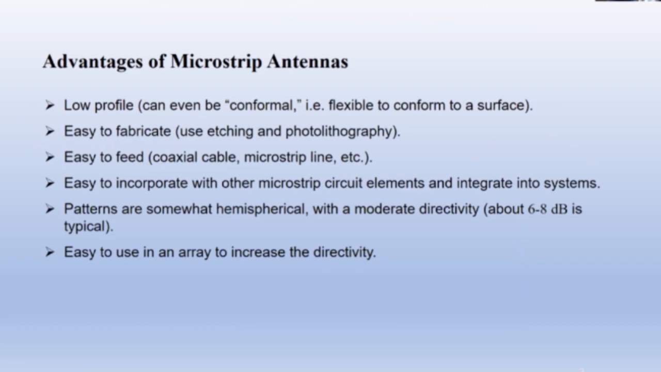Now, why are we using microstrip antennas? Because of its very beautiful features. It is very low profile, and it can even be conformal and flexible to conform to a surface. It is easy to fabricate using etching and photolithography techniques. Easy to feed, with coaxial feed or microstrip line feed. Easy to incorporate with other microstrip circuit elements and integrate into systems. Patterns are somewhat hemispherical, with a moderate directivity of about 6 to 8 dB. Easy to use in an array to increase the directivity.